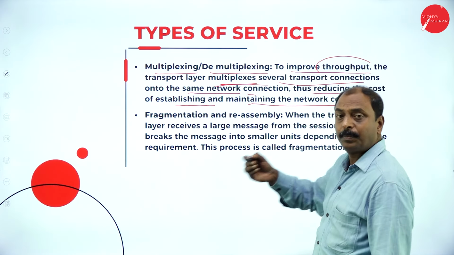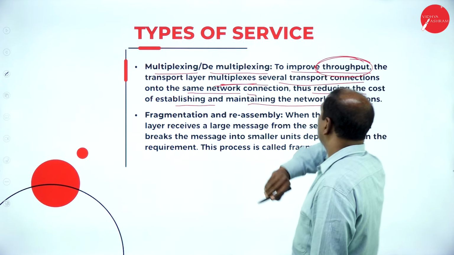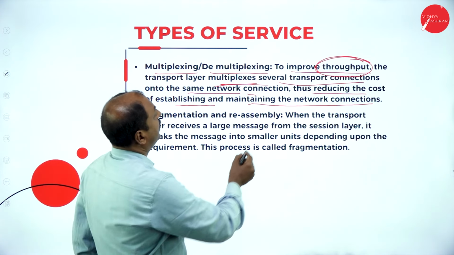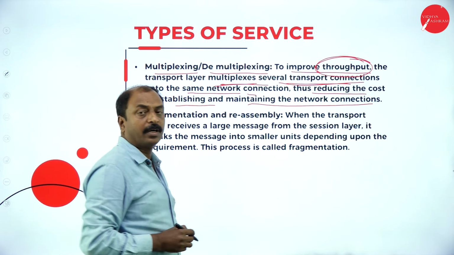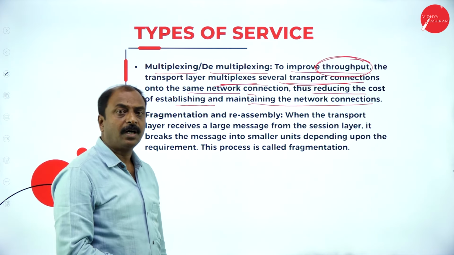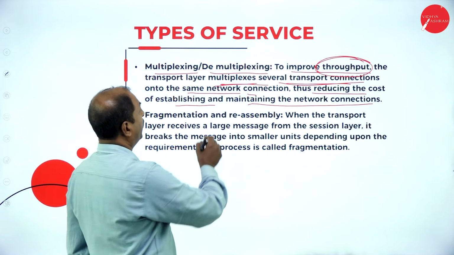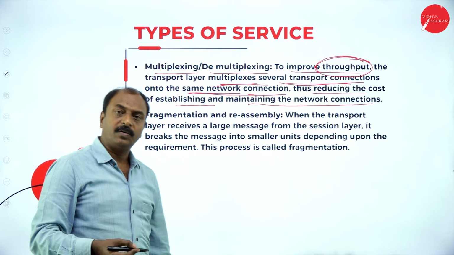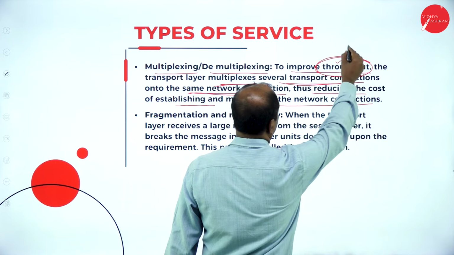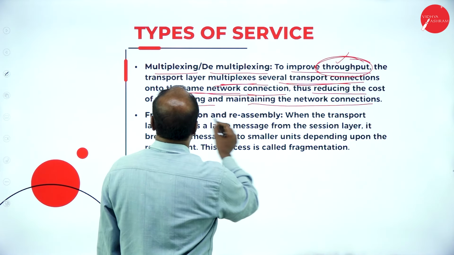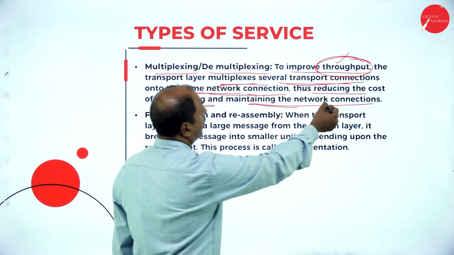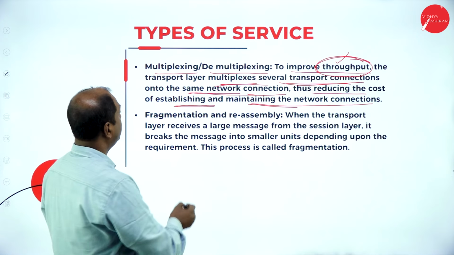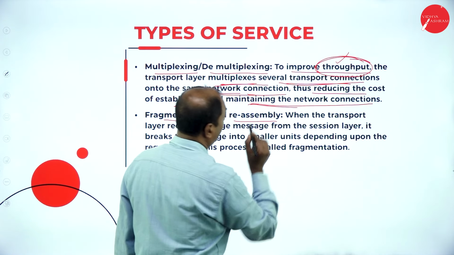What is the purpose of this? To improve the throughput, or to improve the data communication between host and destination. If there are several transport connections in a computer network, and all of them come into one connection, that is the meaning of multiplexing. What is the advantage of this? One is to improve the throughput, and the second is to reduce the cost of establishing and maintaining a number of connections between the two devices. That is multiplexing. Next one is fragmentation and reassembly.